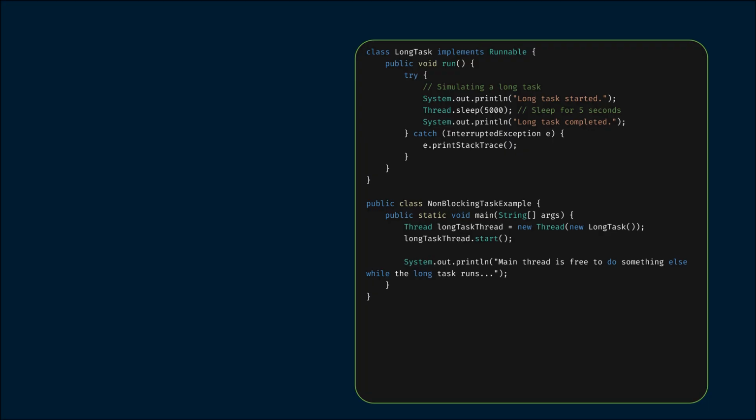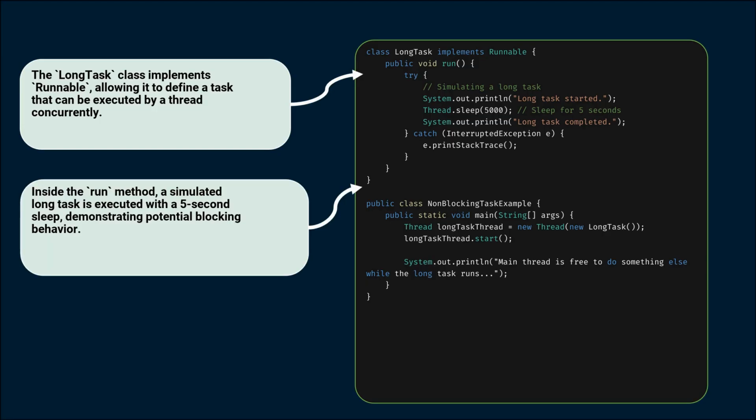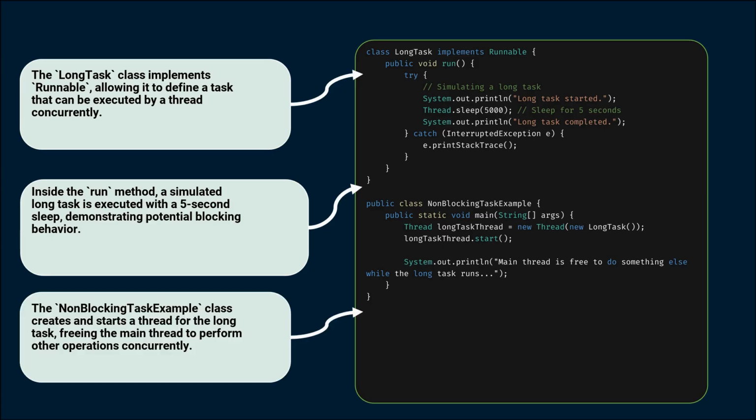Now let's implement a simple example illustrating how to create a long-running task in a separate thread without blocking the main application thread. We begin by defining a class called LongTask that implements the Runnable interface, allowing us to encapsulate the task's behavior. Inside the run method, we use a try-catch block to simulate the task. The System.out.println statement indicates when the long task starts, followed by Thread.sleep(5000), which pauses execution for 5 seconds, mimicking a time-consuming operation. This sleep duration allows us to see the impact of running this task in the background.